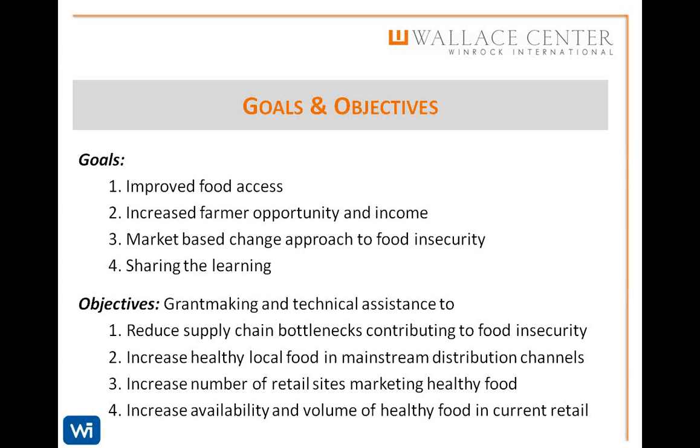Objectives are grant making and technical assistance. What we're doing is providing grants and TA to: 1, reduce the supply chain bottlenecks contributing to food insecurity, those gaps and barriers I talked about; 2, increase healthy local food in mainstream distribution channels, so we're looking at a larger scale reaching more people rather than the direct marketing approach; 3, increase the number of retail sites marketing healthy food; 4, increase the availability and volume of healthy food in current existing retail.